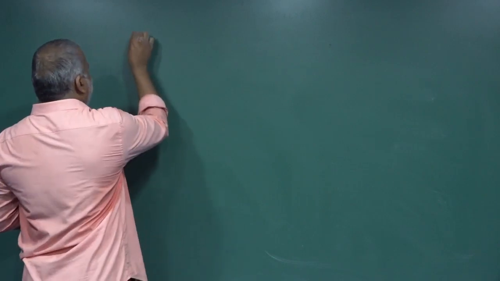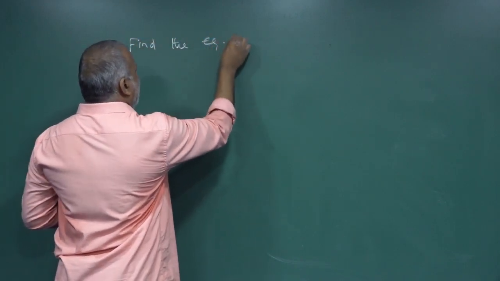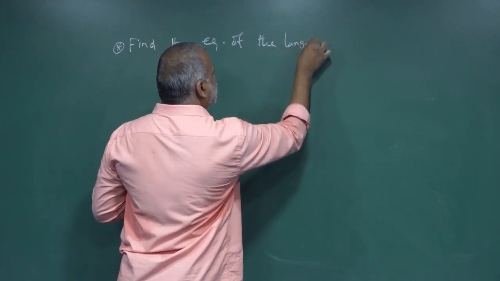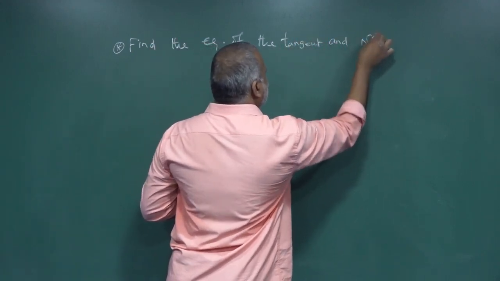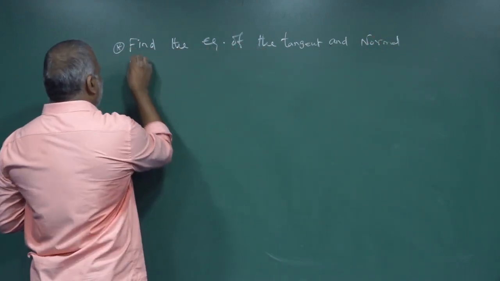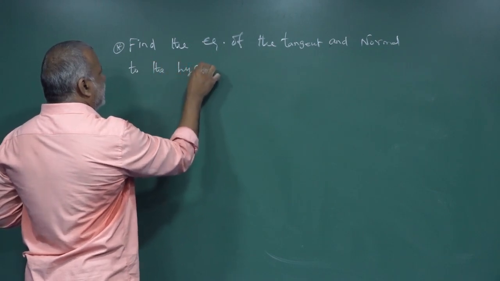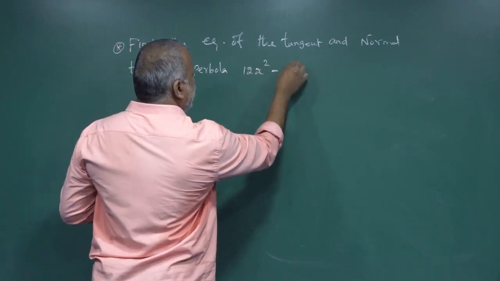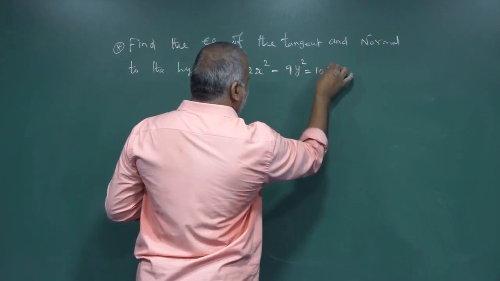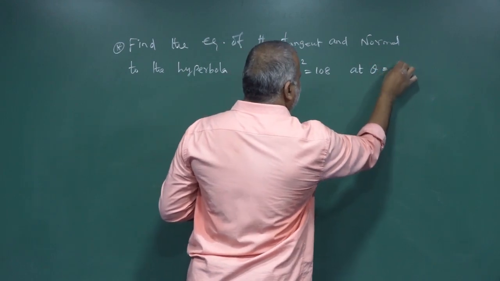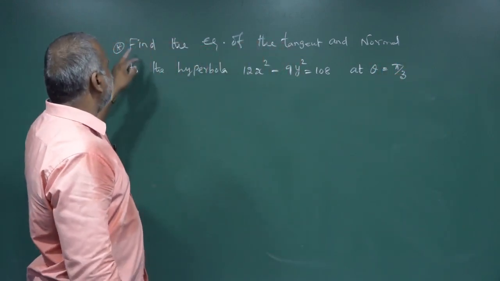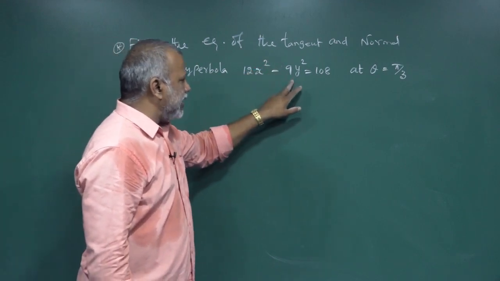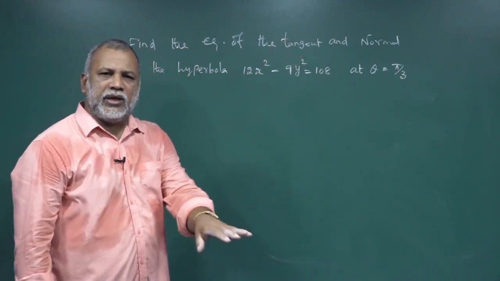See the question. Find the equation of the tangent and normal to the hyperbola. See the question: 12x squared minus 9y squared equal to 108 at theta equal to pi by 3. Once again, find the equation of the tangent and normal to the hyperbola 12x squared minus 9y squared equal to 108 at theta equal to pi by 3.